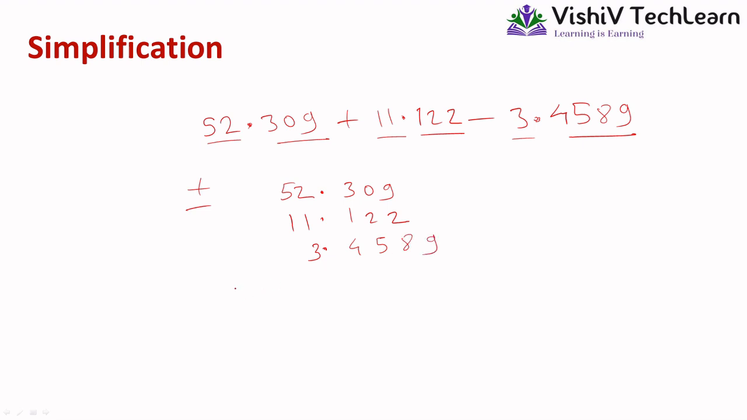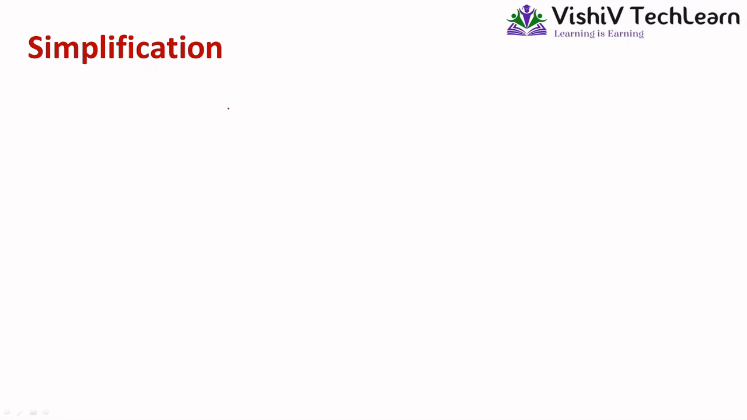Even though we have a figure like 5,22,389, the decimal will be here, okay, and then the remaining digits we can write on the right hand side. So this way we can deal with addition and subtraction while doing simplification.